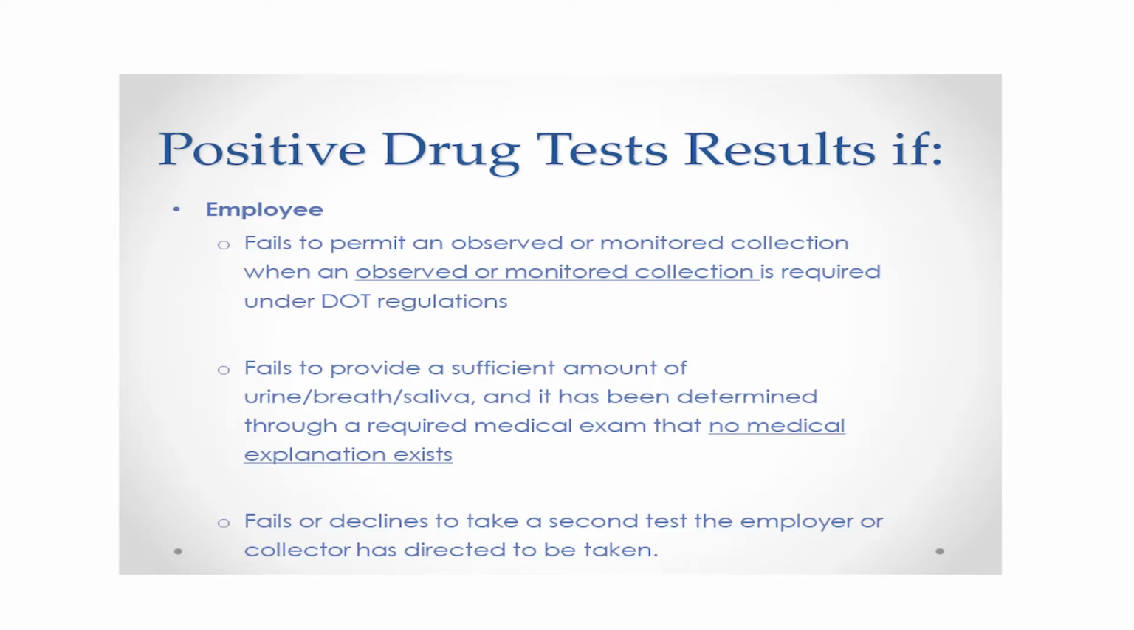Also, positive test results if the employee fails to permit an observed or monitored collection when an observed monitored collection is required. So an observed monitored collection would be required if they suspect that there was some adulteration going on, something was going on, and maybe they lost the B split, and they want you to come back in.